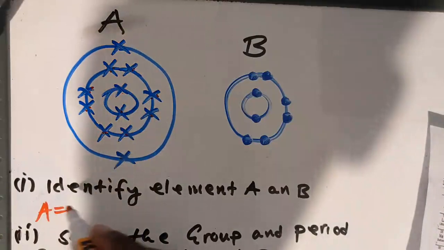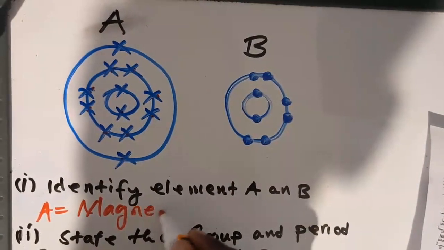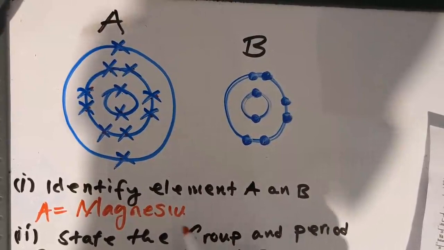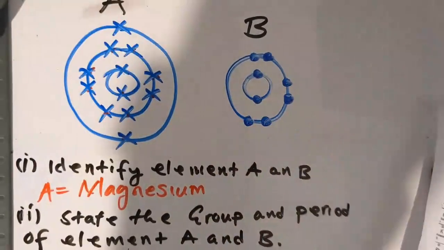So you say A is what? A is magnesium, like that, okay? So A is magnesium.